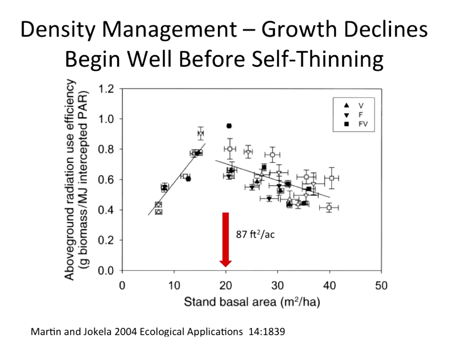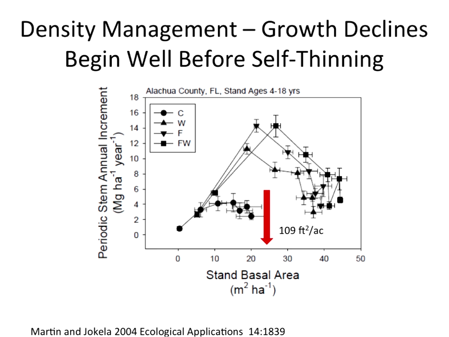Okay, I want to show you an example of why we want to manage density. What I have here is a plot of periodic stem annual increment, so periodic stem growth in a number of stands, versus stand basal area on the x-axis. This is in metric, but what I'm showing you here is that there's a period in stand development where at a certain basal area, stand growth starts declining. And that's because of inter-tree competition.